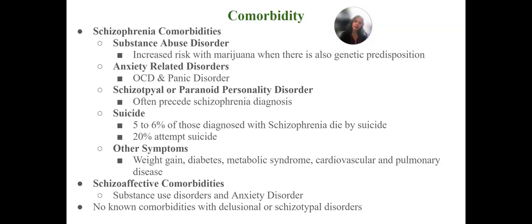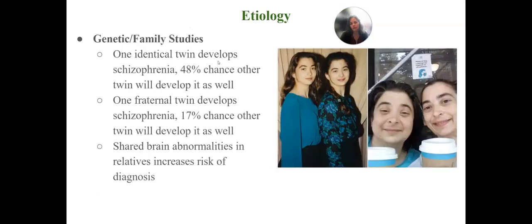Other symptoms that might also be present: weight gain, diabetes, metabolic syndrome. Again, more evidence to suggest that there's more of a neurological basis involved, things that impact the neurotransmitter levels, dopamine levels. Also cardiovascular and pulmonary disease, which again also impacts your brain in terms of oxygen and heart rates. Some schizoaffective comorbidities, again substance use and anxiety. And then we don't know about the others with delusional disorder and schizotypal disorders.